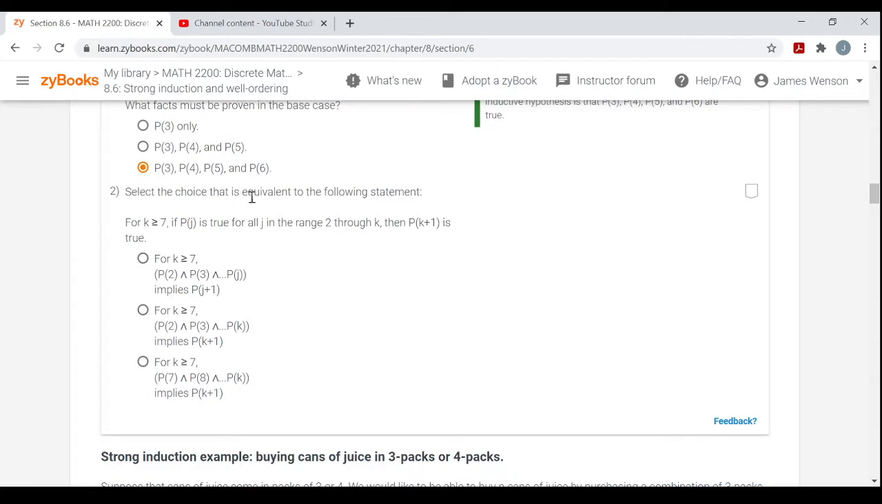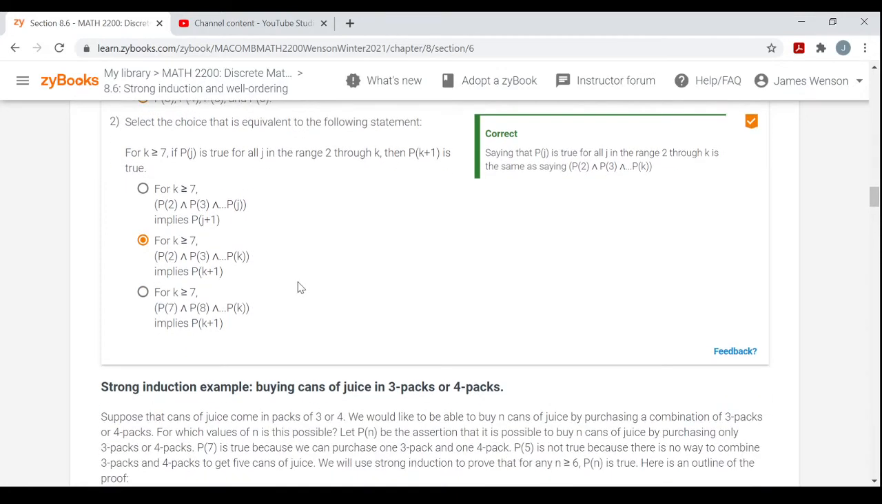Alright, here select the choice that is equivalent to the following statement. For k greater than or equal to 7, if p of j is true for all j in the range from 2 to k, then p of k plus 1 is true. Well, again, this is for k greater than or equal to 7. We're assuming 2 to k is true. Then k plus 1 is true, so that'd be this statement here. And again, just do you know how to set up the steps is what they're doing here.